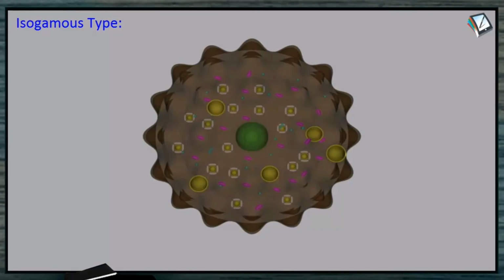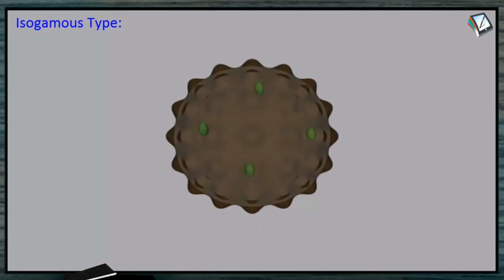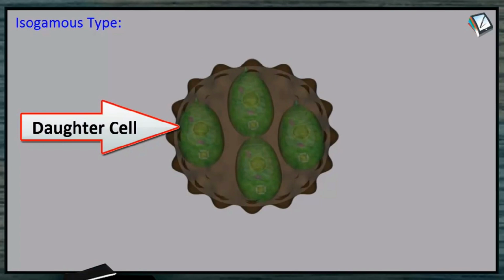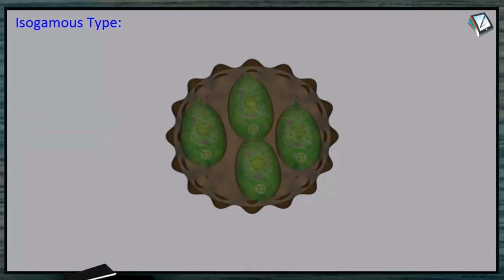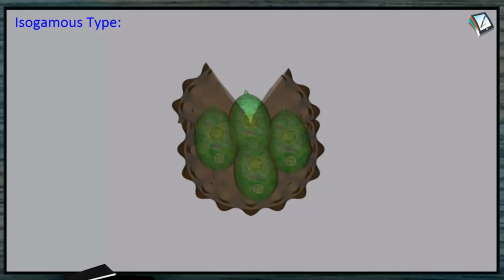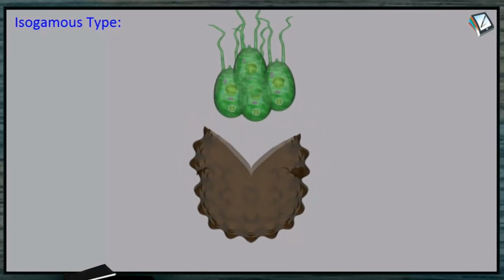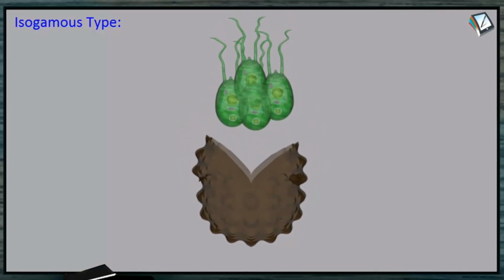Again, when the pond or the water body in which they live is filled with water, the zygote undergoes reduction division and 4 daughter cells are produced and they produce flagella. Now they are called zoospores. These zoospores escape through the broken cyst wall and they swim freely, and each zoospore grows to the normal size of the parent cell. That is isogamous type.